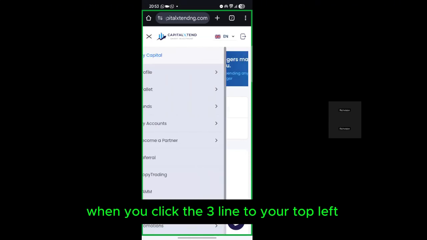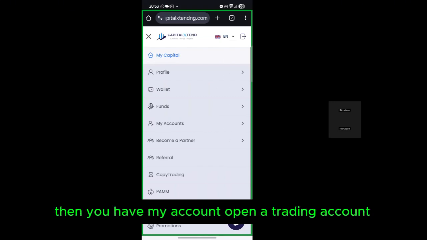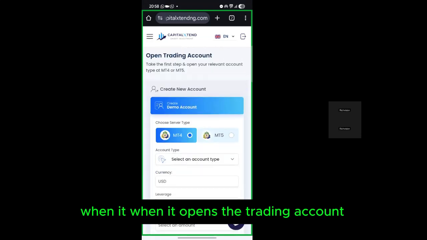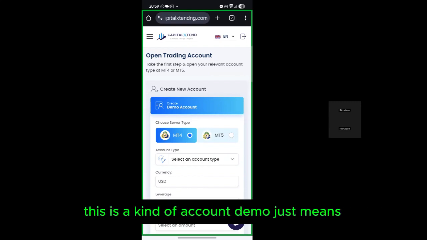When you click the three lines at your top left, you see My Account. That's the profile, wallet, funds. Then you have My Account, Open a Trading Account. When it opens the trading account, what we want to do is use the demo account.